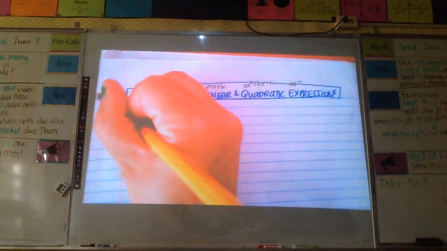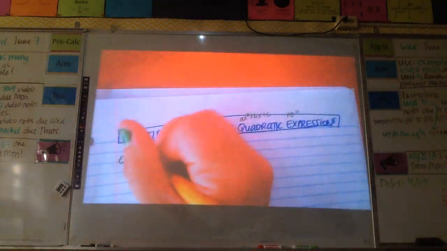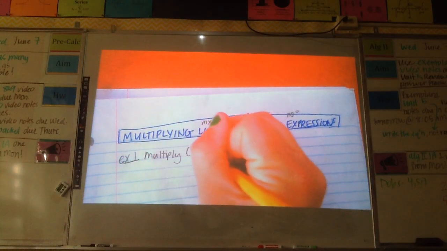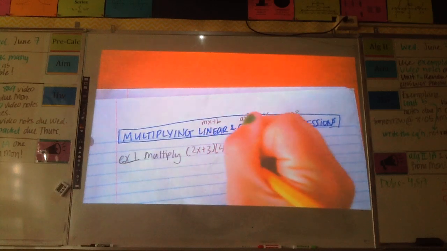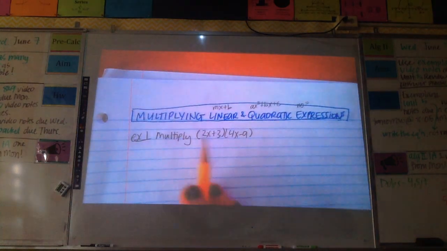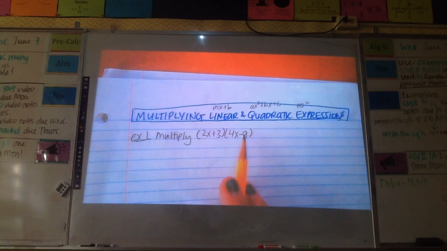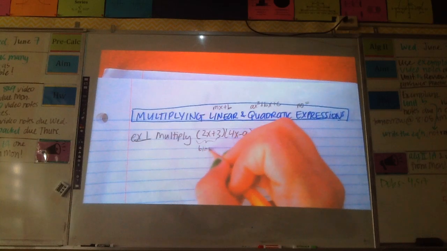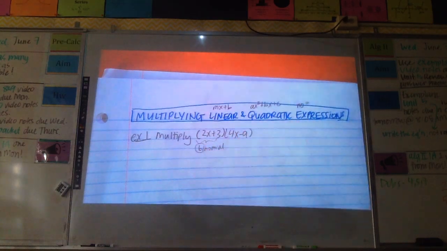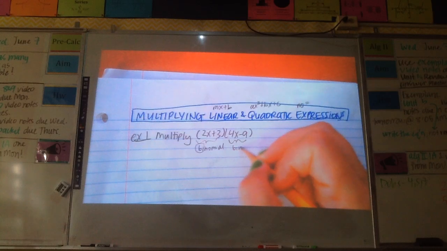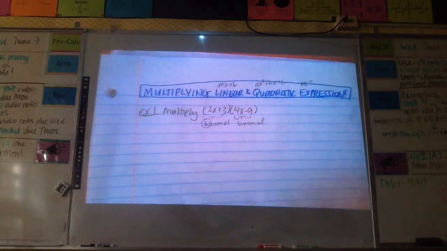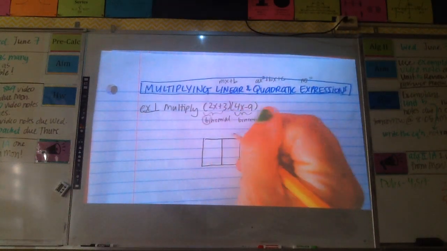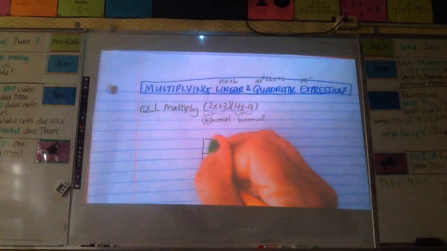Let's take a look at our first example. We want to multiply 2x plus 3 times 4x minus 9. Okay, I have two terms here and two terms here. Some call it a binomial, bi meaning 2, times a binomial. So I need to set up a box that's set up for two terms on top and two terms on the left.